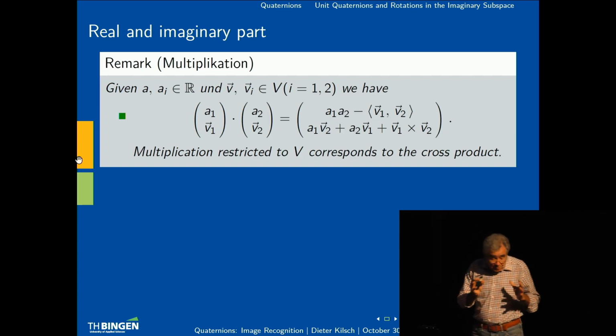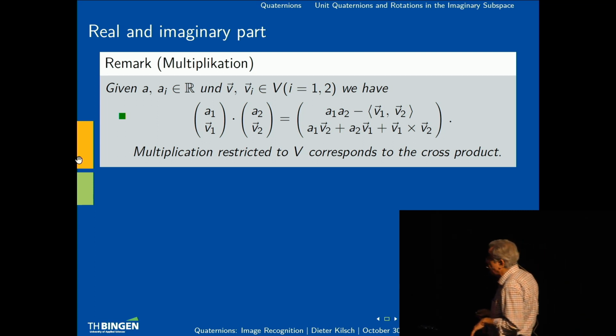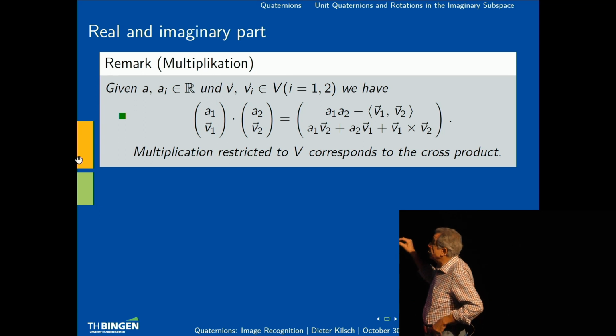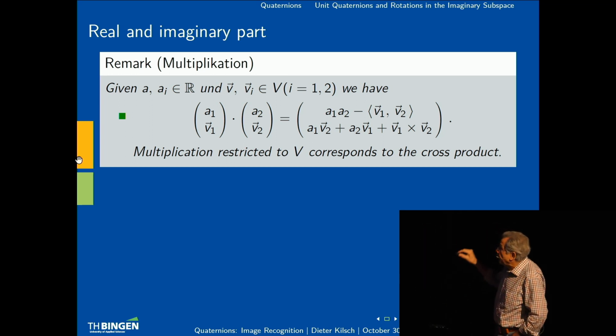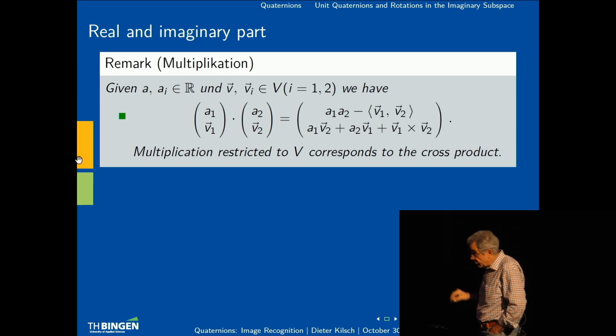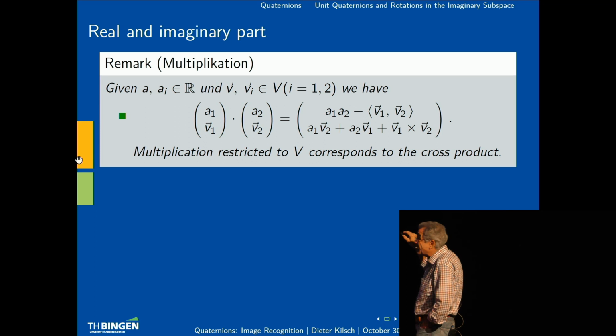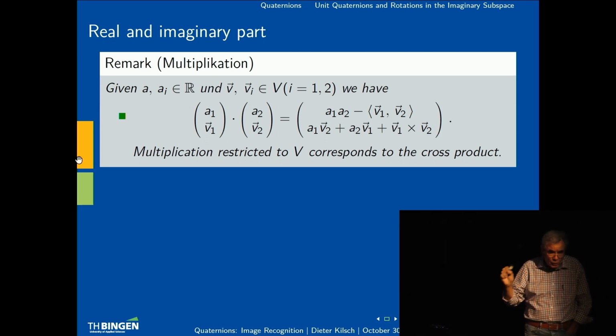And it's quite important now to really look at these 2 different parts and see how they behave when you multiply the vectors. If you multiply A1 and the vector V1 with A2 and the vector V2, you get the product of the 2 real parts minus the scalar product of the 3-dimensional vectors. And you get the scalar multiplication of the 2 vectors plus the cross product. And this is the important thing to realize, that the cross product is there.